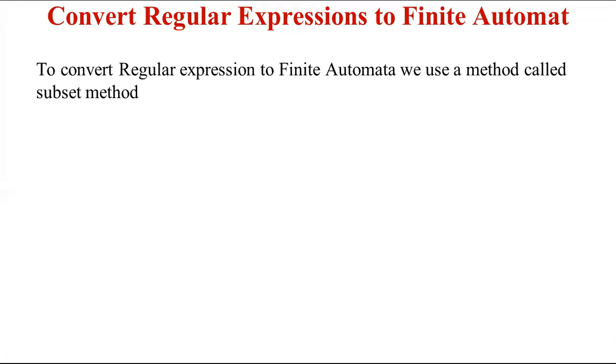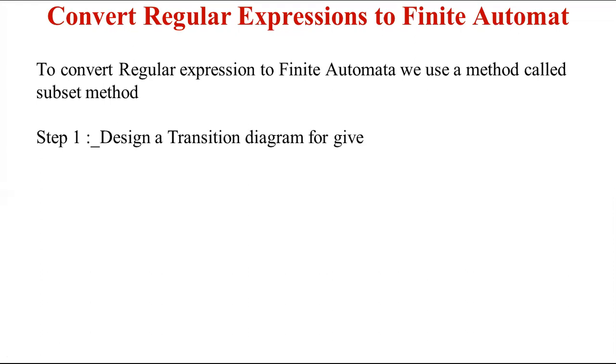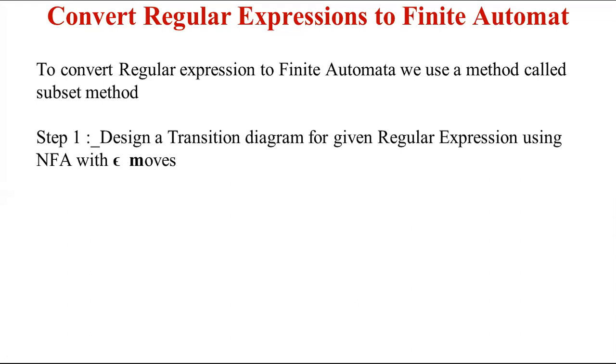So the steps are: whatever regular expression is given, we have to design a transition diagram for the given regular expression using a non-deterministic finite automata with epsilon moves. So first thing is we have to design a transition diagram. Whatever the regular expression is given, for that we have to make a non-deterministic finite automata with epsilon moves, because empty moves will also be there for the regular expression. So we have to convert it to an NFA with epsilon moves.